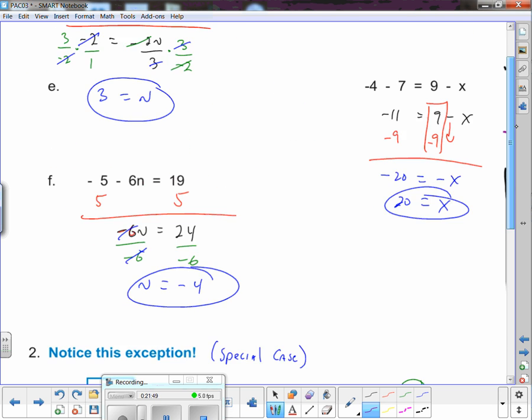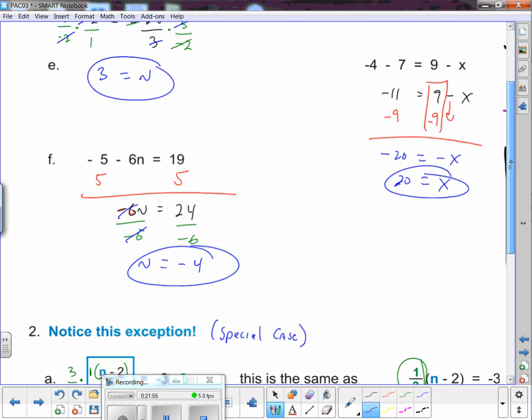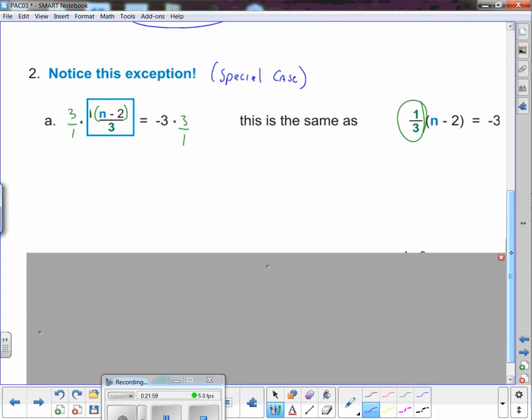Because back up here on D, we do it the normal way. Move the thing, add it first, then move the thing, multiply. But down here on the special case, we've got to move that 3 first. Okay, so look where we end up. 3 divided by 3 is 1. They go away. You're left with the n minus 2 equaling, and hopefully you agree, negative 3 times 3 is a negative 9.